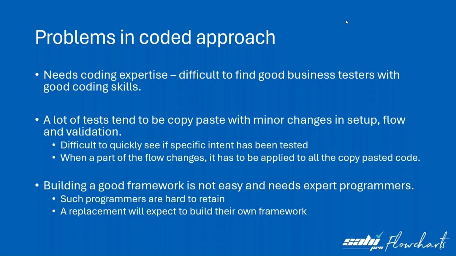Now, the third thing is building a good framework. It is not easy, and it needs expert programmers. Such programmers are hard to retain, and any replacement who comes in normally wants to write their own framework, because that's what they feel is their core thing. So as a business continuity matter, it can be a problem. If your star programmer or your test automation engineer leaves, you're left with test automation code which you may not be able to sustain afterwards.